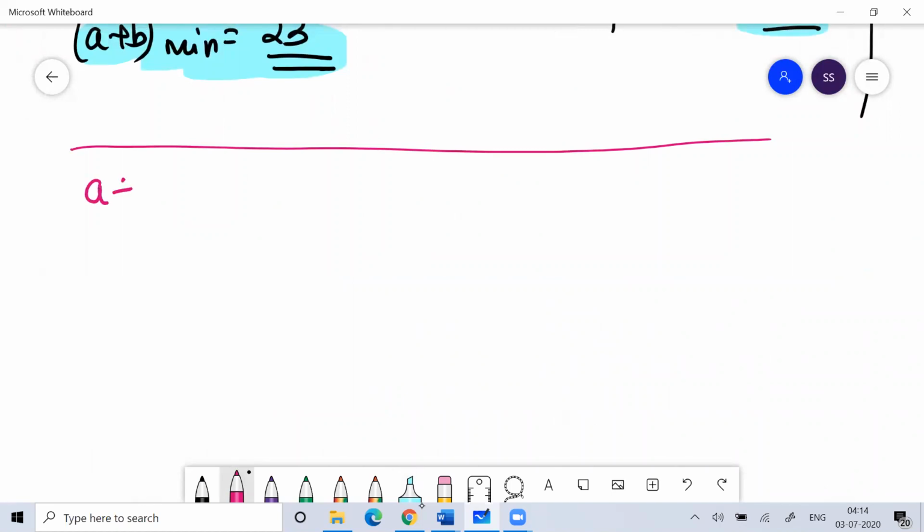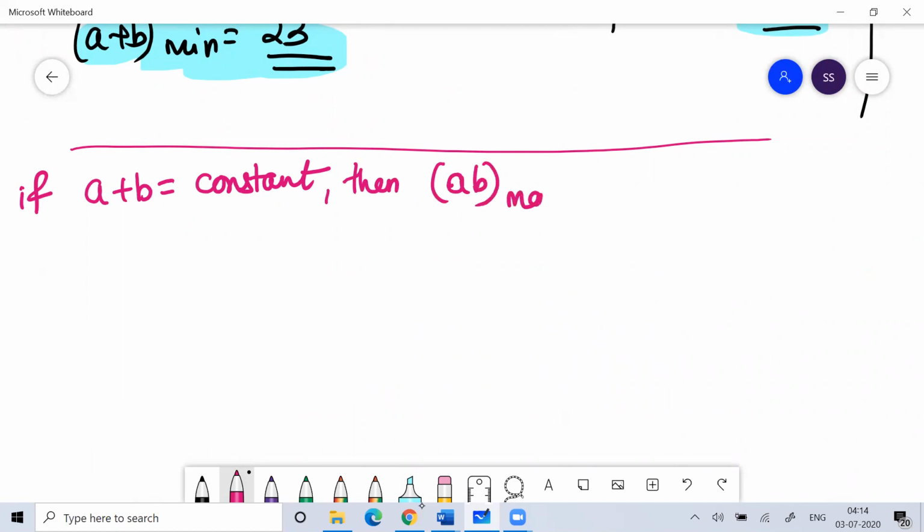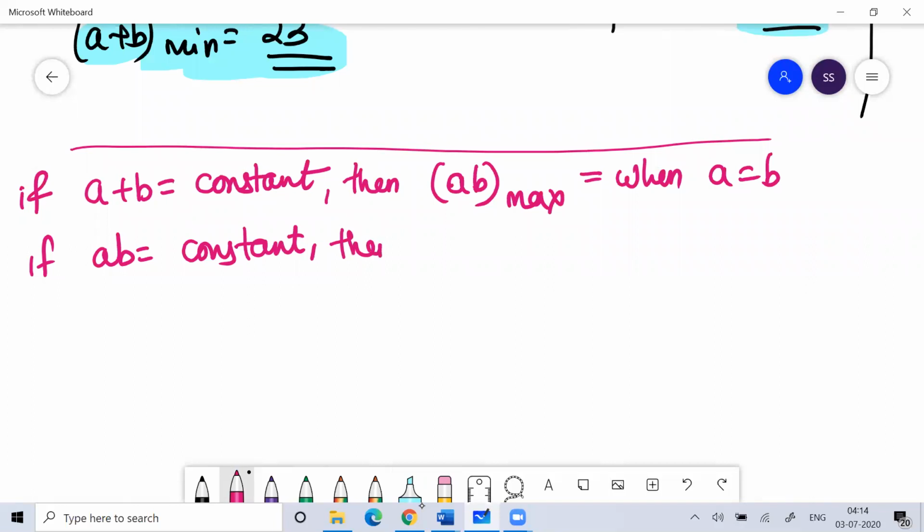You have to understand that if a plus b is constant, then the maximum value of a into b you will get when a is equal to b. Or similarly, if a into b is constant, then the minimum sum of a plus b you will get when a and b are equal.